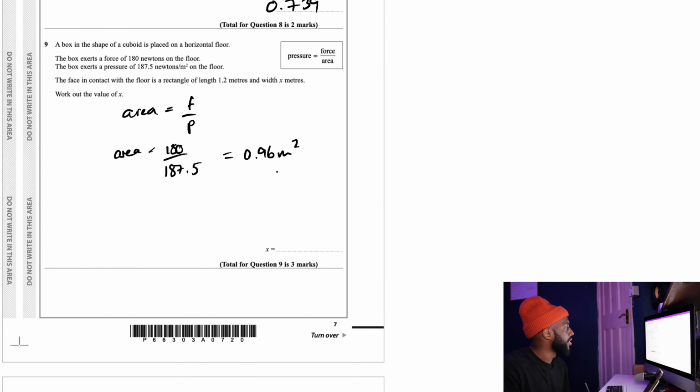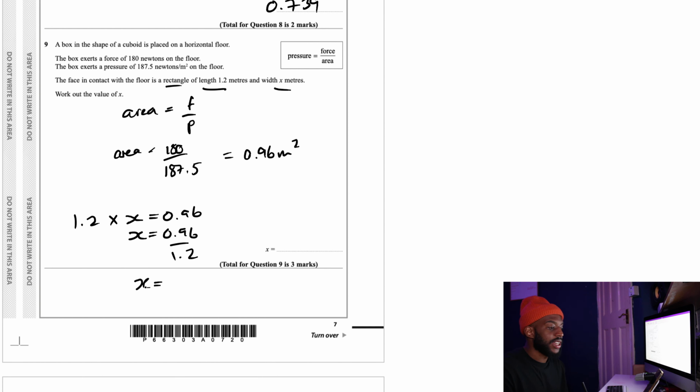0.96 meters squared. And now we know the floor is a rectangle with length 1.2 and x meters. So that must mean that 1.2 times x equals 0.96. We've got to rearrange that. So 0.96 divided by 1.2, and that's going to give us x. Once we divide that, we're going to get 0.8 meters. And that's our value for x.